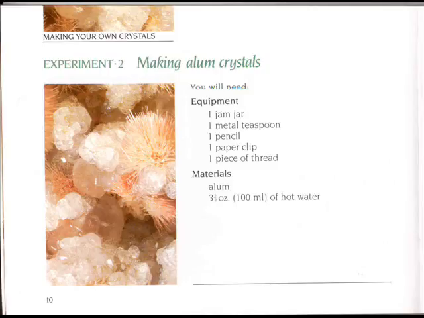Experiment 2. Making alum crystals. You will need equipment: 1 jam jar, 1 metal teaspoon, 1 pencil, 1 paper clip, 1 piece of thread. Materials: alum, 3½ ounces of hot water.